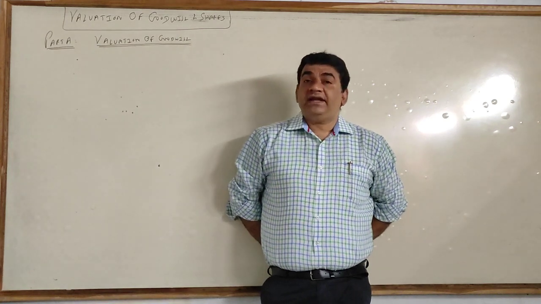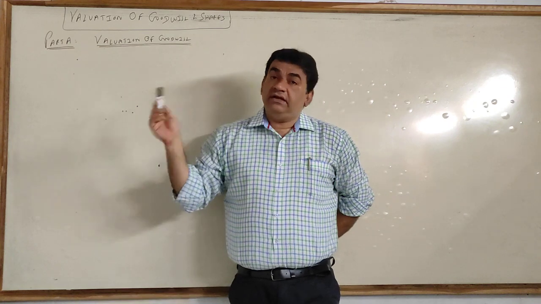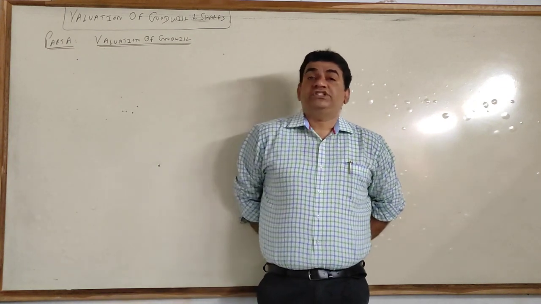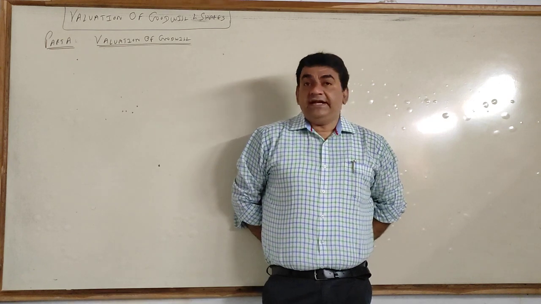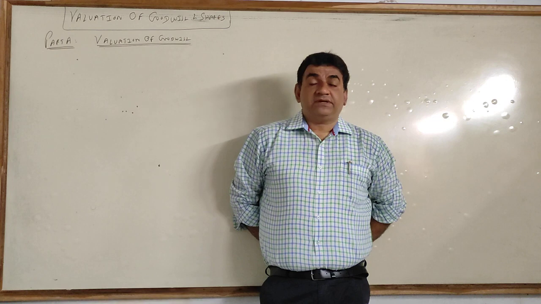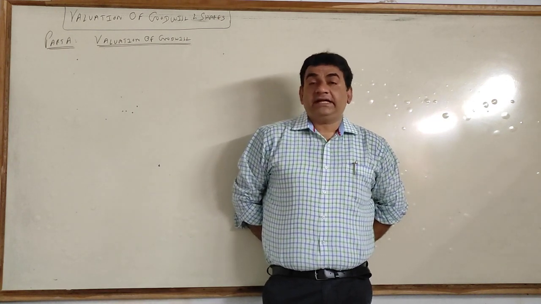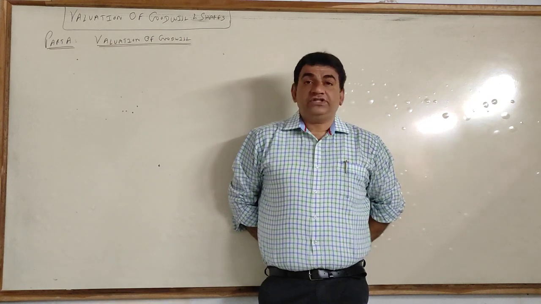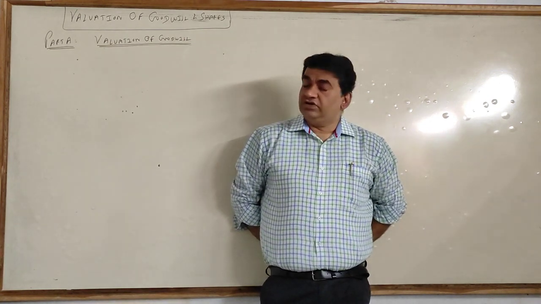This chapter is divided in two parts. Part A, valuation of goodwill, and part B, valuation of shares. When we come to the second part, in addition to valuation of shares, there will be again repetition of sums where there is goodwill calculation also. That we will see later on. Today, let's focus on the first part, that is valuation of goodwill.